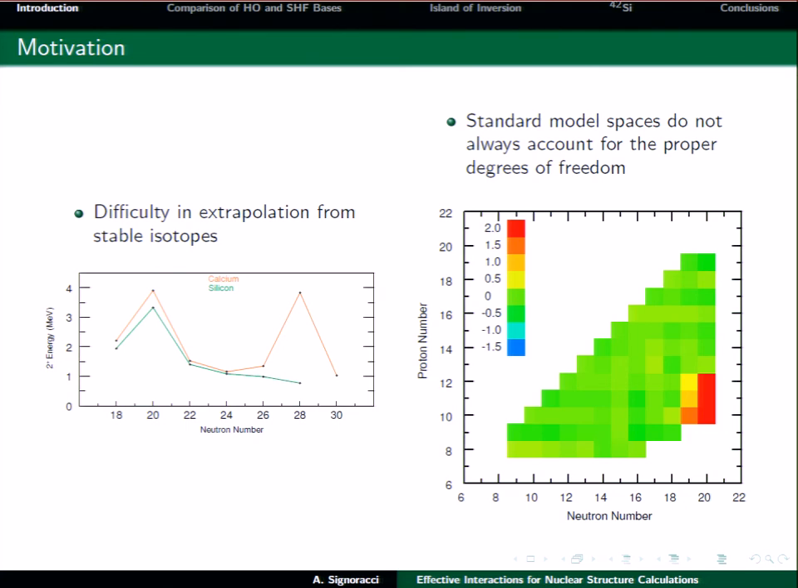And in connection to this other plot, I like to point out that this doesn't happen for the good shell closure at N equals 20 near stability around calcium-40, but only for these very exotic neutron-rich isotopes around sodium-31, magnesium-32.